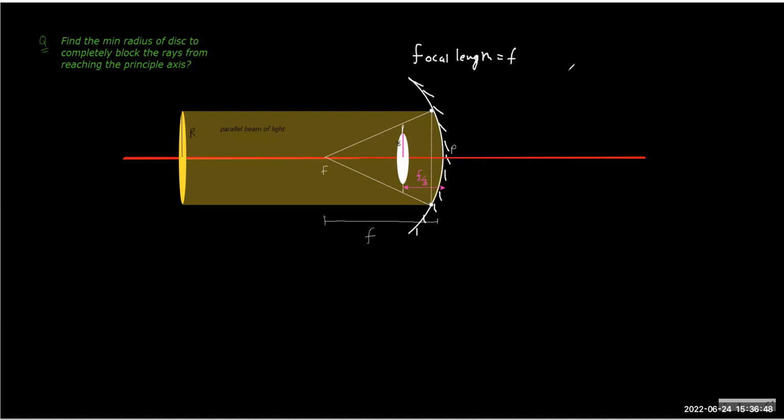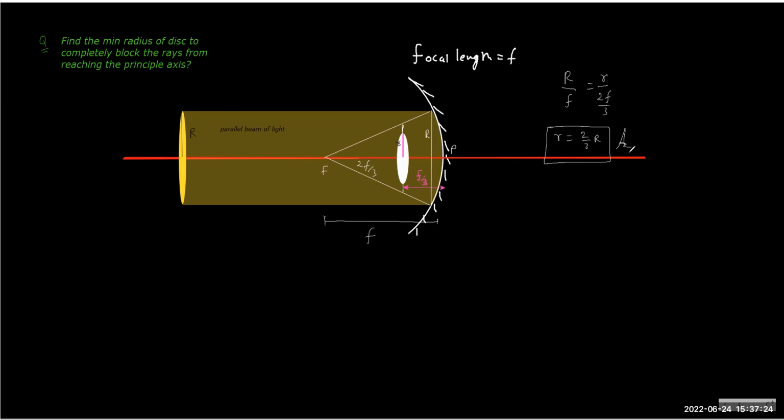So capital R upon full length F must equal small r upon 2f by 3, because that distance is 2f by 3. A by 3 is from the pole, so from the other side it's 2a by 3. And the answer is at least 2/3 of the radius. Anything bigger will anyway block, so the minimum required to block is 2/3 of the radius. I hope this is clear.